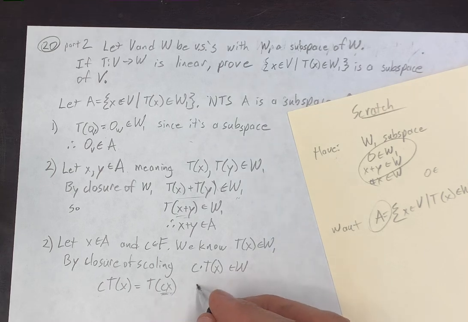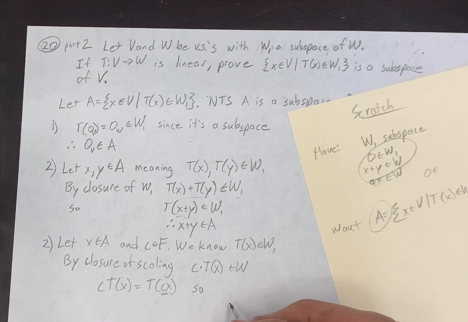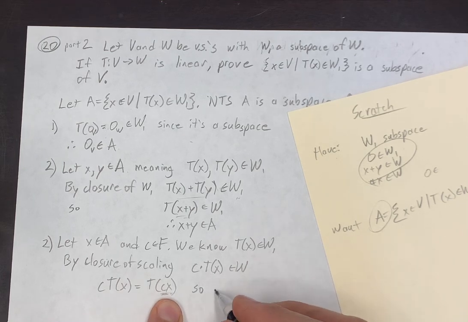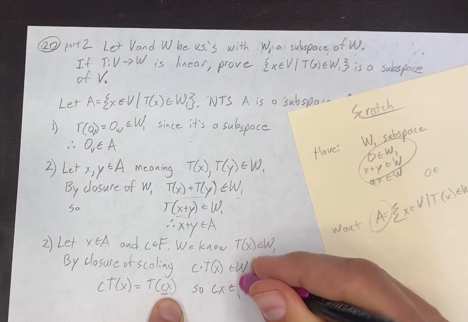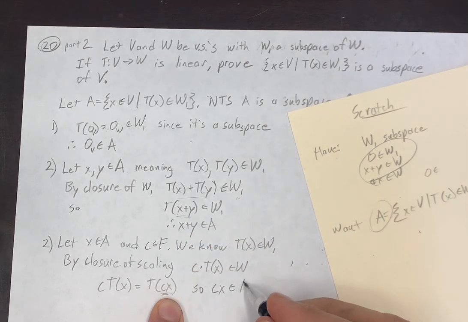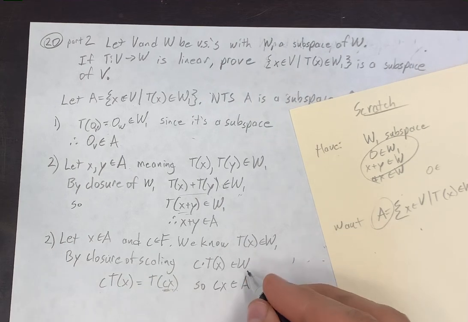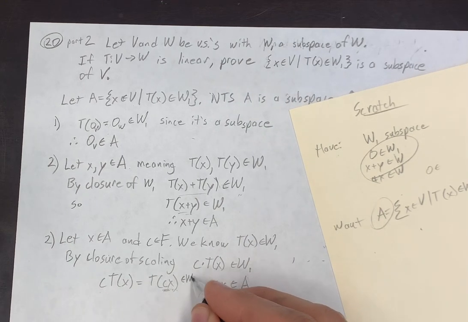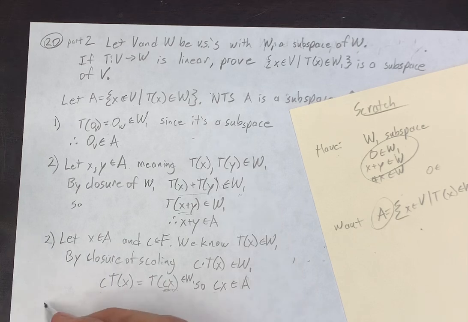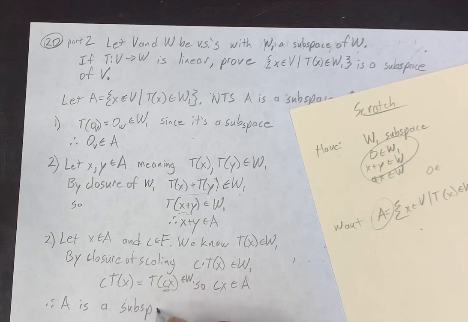So let's see, CX is in A, right? This is in W1, so that's in W1. So this is in A. Therefore, A is a subspace. Hope that's helpful.